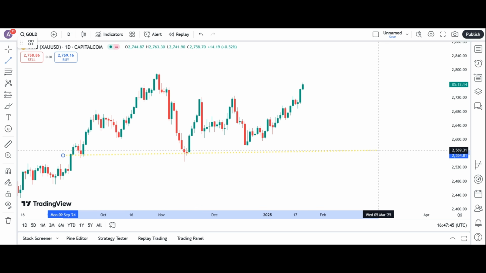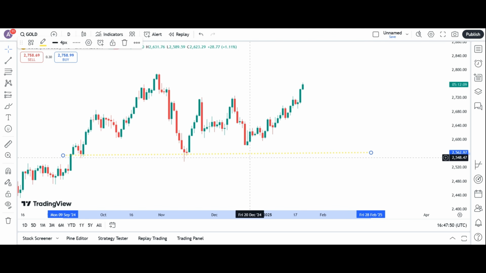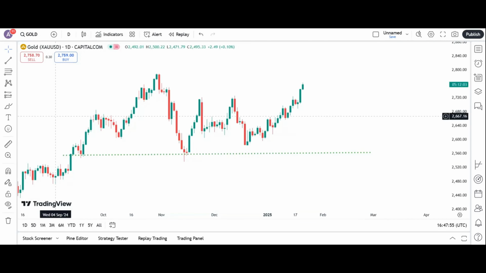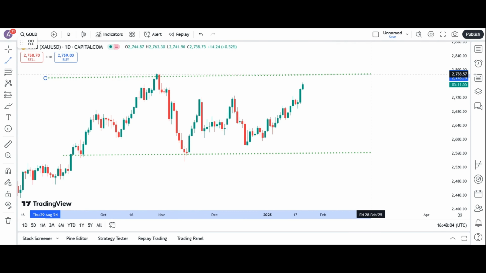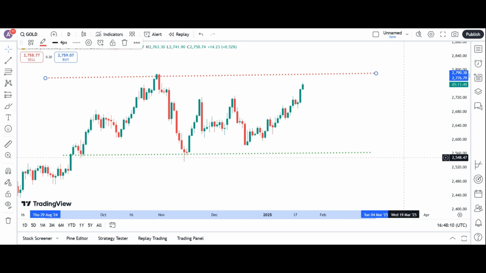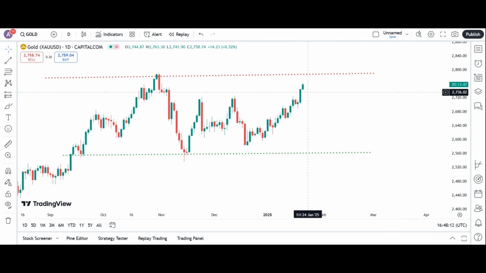This is our support zone. Let me change the color to green. This is our support zone, and then we try to draw the resistance zone, which is here. And let me change the color to red. So these are support and resistance zones.